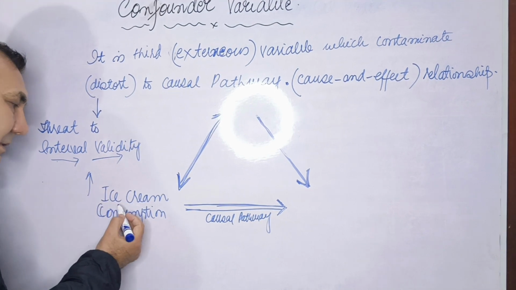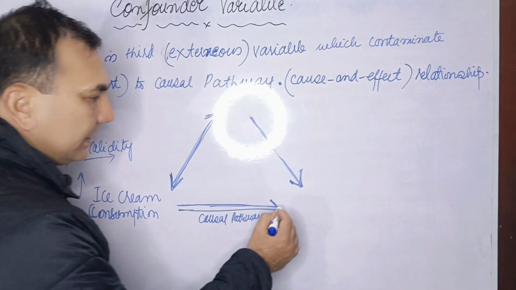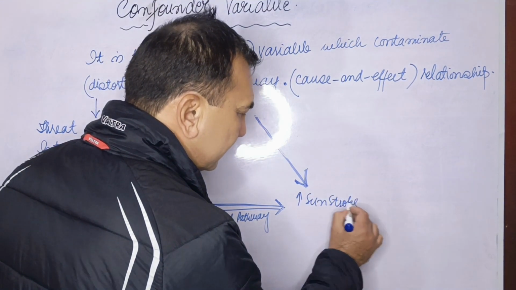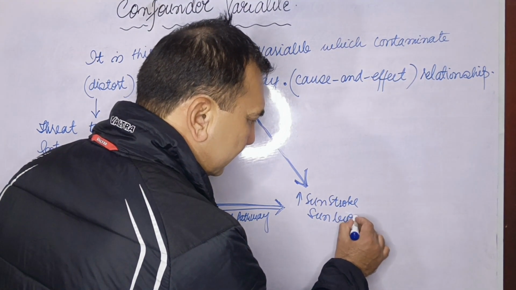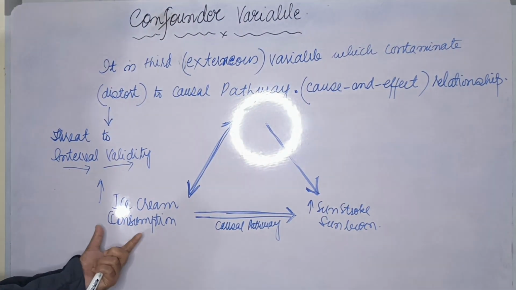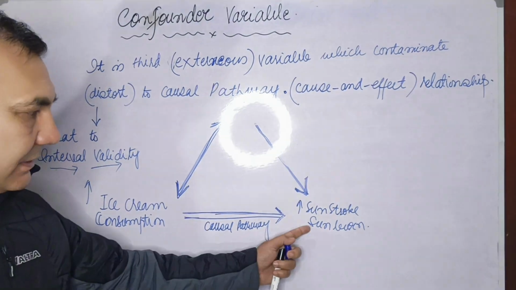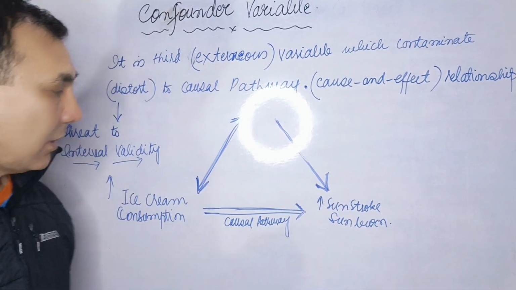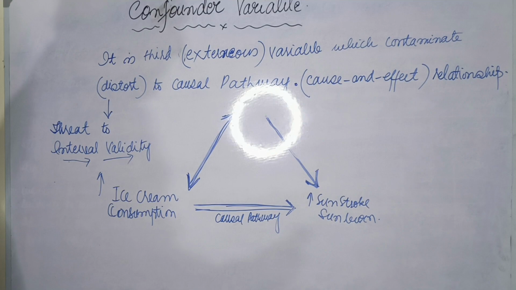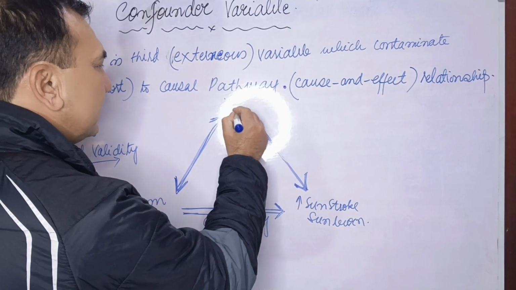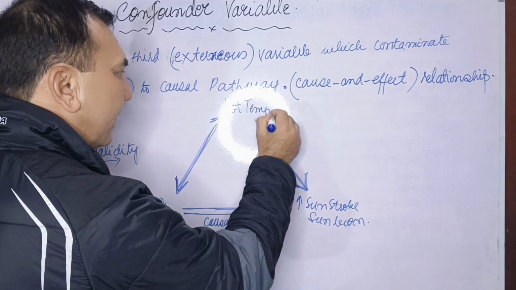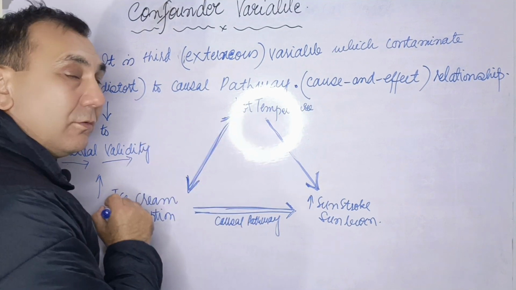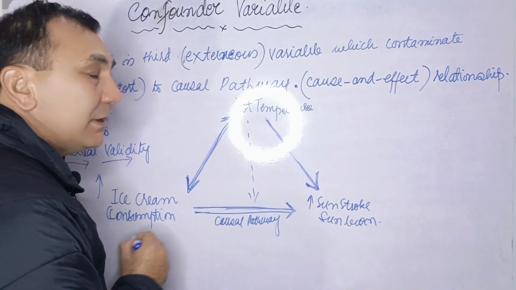Okay, now with the increase of ice cream consumption, it affects sunstroke, or you can say sunburns. The increase in ice cream consumption appears to be the cause of the effect of sunburn. But maybe it's due to the hot temperature. The hot temperature is the confounder which affects the causal pathway.